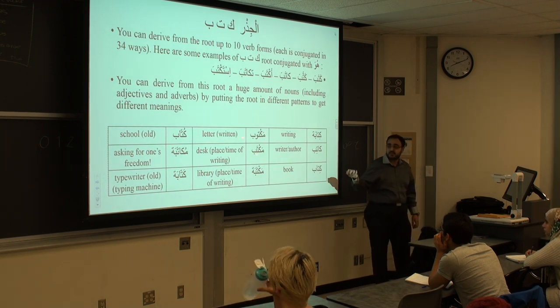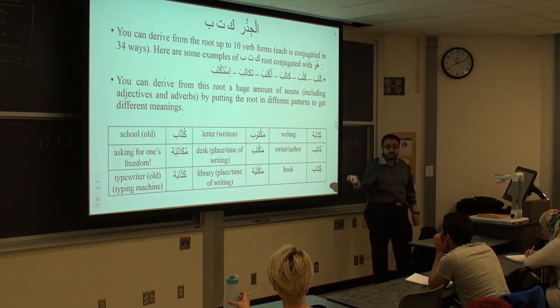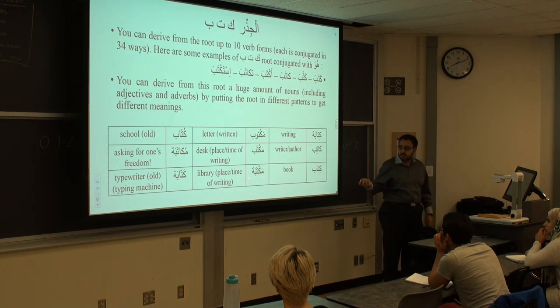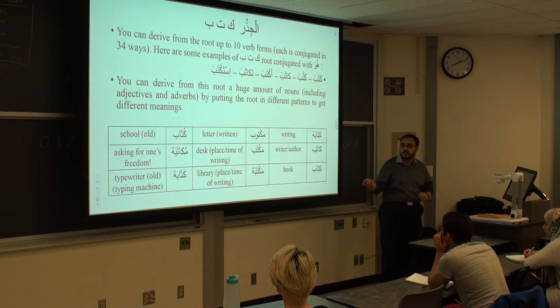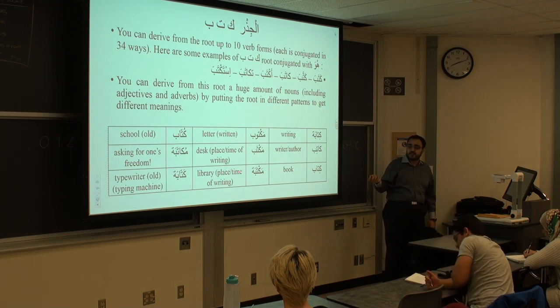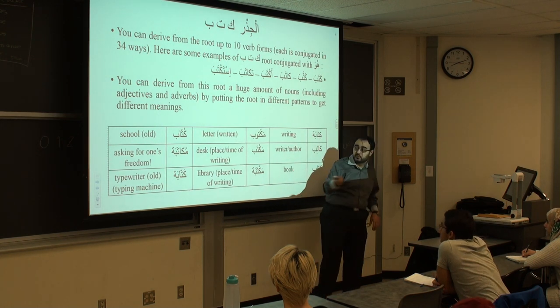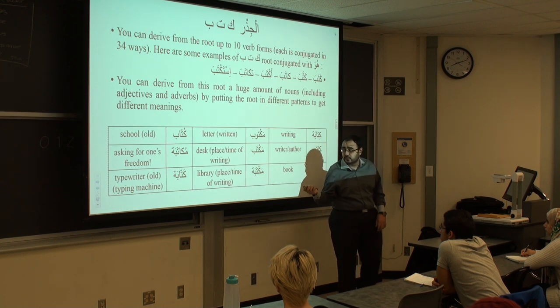Maktub, that refers to a letter, and literally it's written. Maktab, which is desk or office, literally the place or time of writing. Maktaba is the feminine of maktab, and it's used to indicate library, but originally and literally, it's the place or time of writing. Kuttab, that's the old word for school.